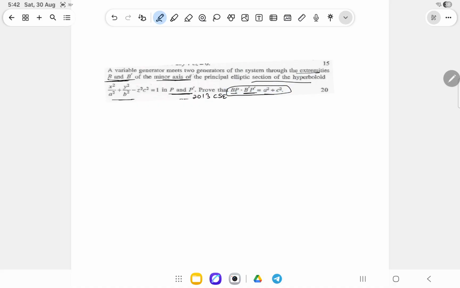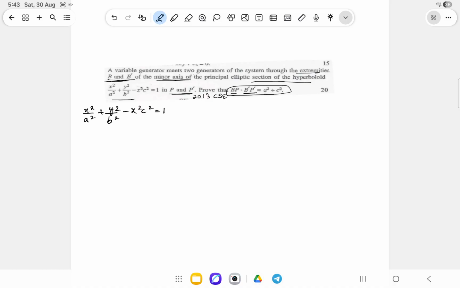The question says that this is my given hyperboloid, x square by a square plus y square by b square minus z square by c square is equal to 1, and let us assume that the x-axis is the major axis and the y-axis is the minor axis. You can observe that the hyperboloid is basically around the z equals 0 plane. So the principal elliptic section will be basically x square by a square plus y square by b square.